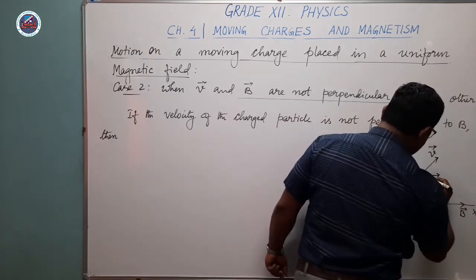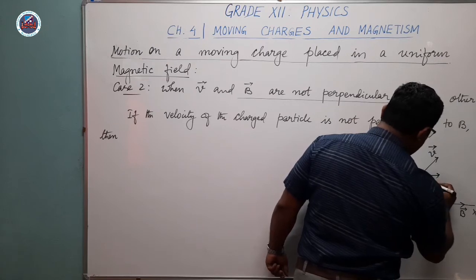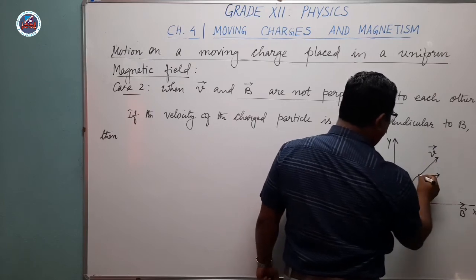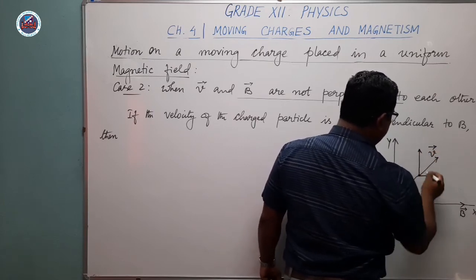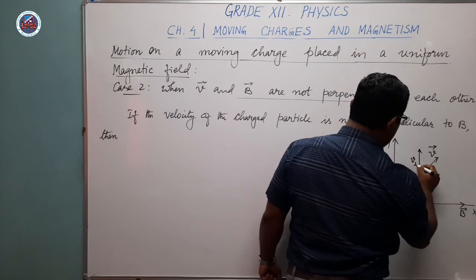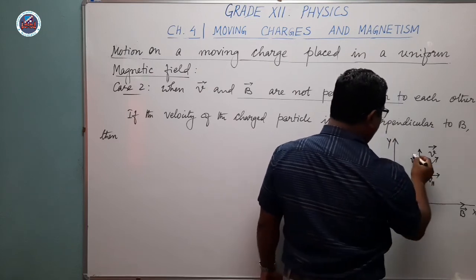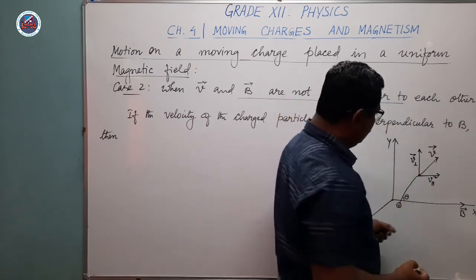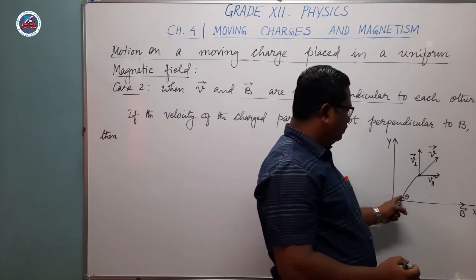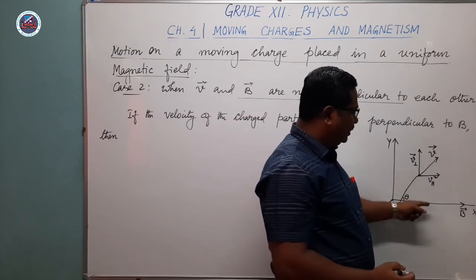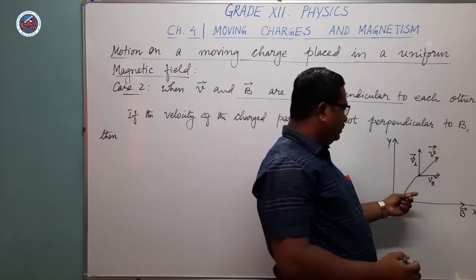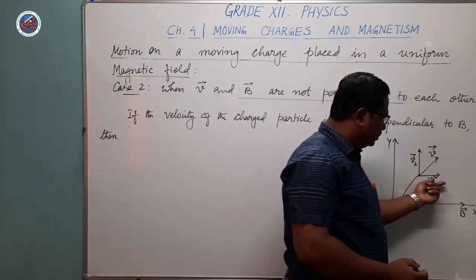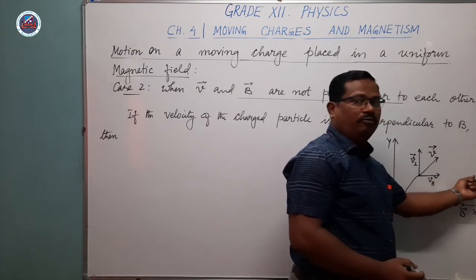One will be V parallel component. I am drawing a parallel line, and one will be V perpendicular. Both are vectors. This V perpendicular will allow the charged particle to still travel in a circular path, but this V parallel will push the charged particle towards the right, towards the direction of the magnetic field.